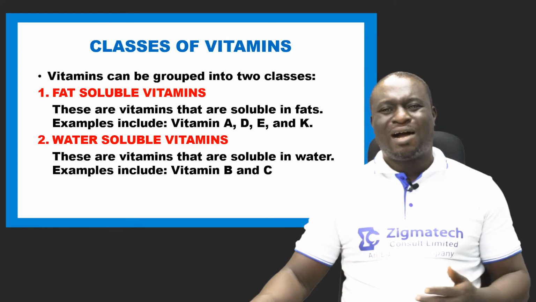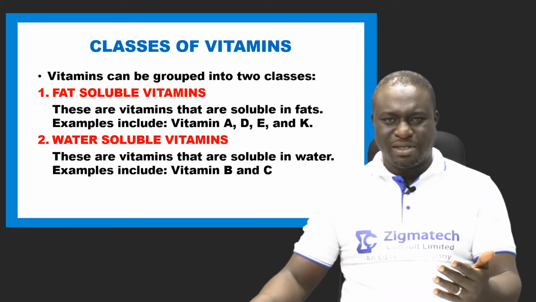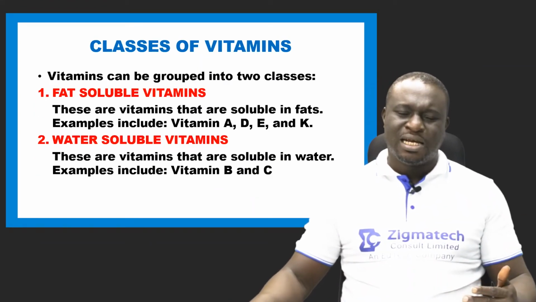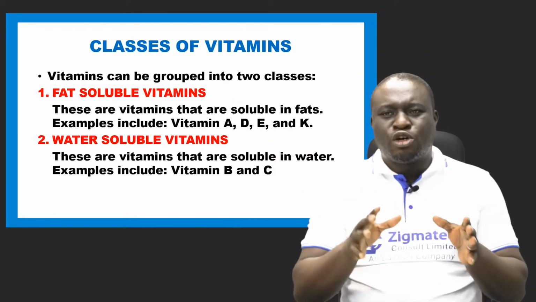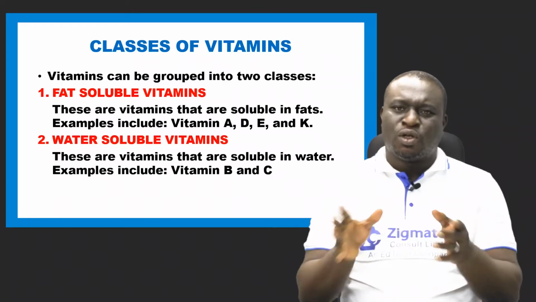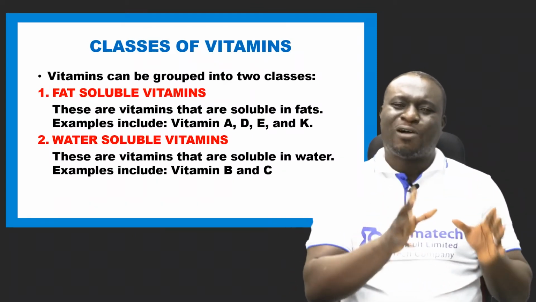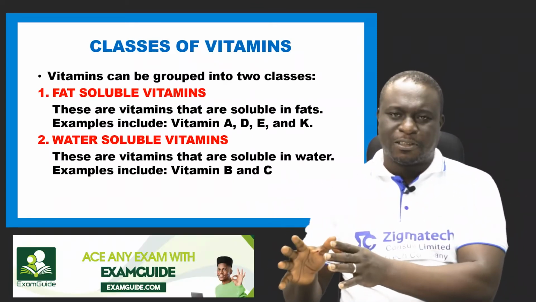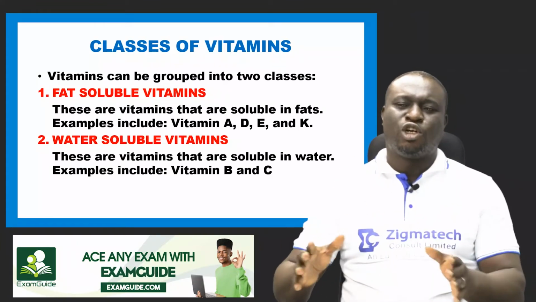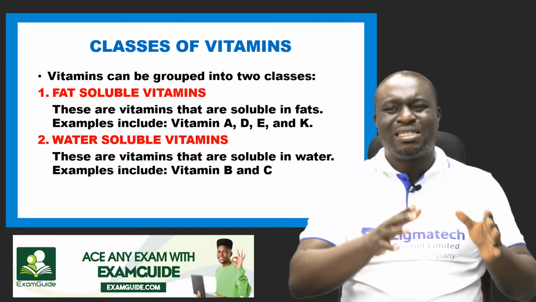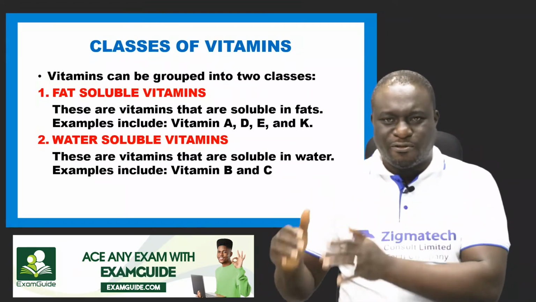Now, we also have what we call classes of vitamins. The types of vitamins mentioned can be grouped into two main classes. The first one we call fat-soluble vitamins. Now, why do we call them fat-soluble vitamins? They are called fat-soluble vitamins because they can be dissolved. They are soluble in fats.